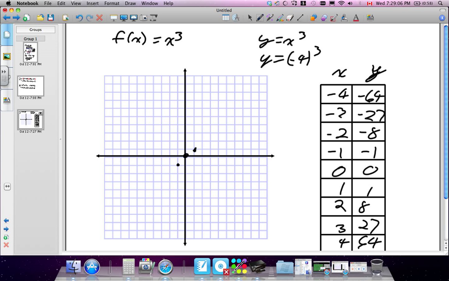And 1 with 1. What will 0 be? What will 1 be? 1. 2? 8. 3? 27. Good. And 4? 64. Good. Okay.